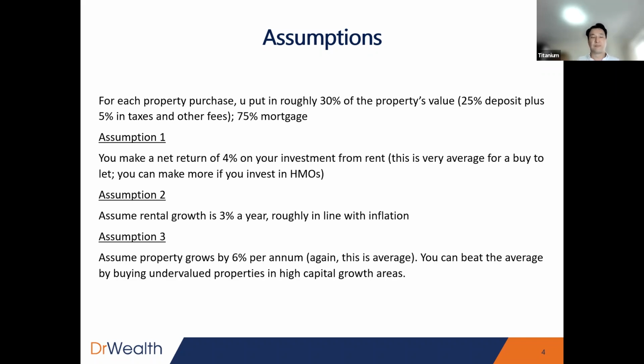Assumption 3, property grows by 6% per year. Again, this is an average. You can beat the average by buying undervalued properties in high capital growth areas. Going back to the BRRRR strategy, if you end up buying something expensive, be it new or old, and you overpay without looking at comparables on a website, then you end up paying 20 to 30% higher. It means that for the first 5 to 7 years, there is no capital gains, it's wiped out.